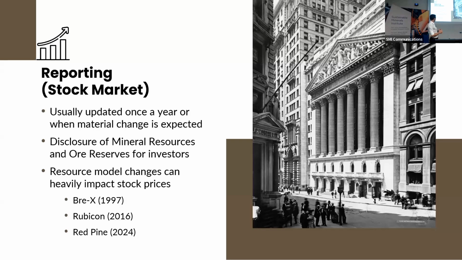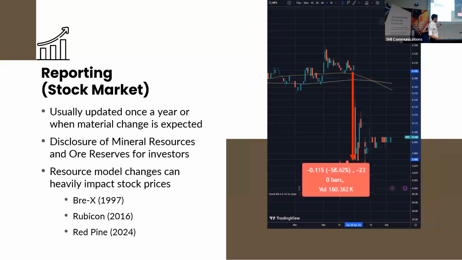And the last one is Red Pine, which is very, very recent. I think it was maybe a month ago. The previous CEO was changing the assay grades from the labs. The labs were saying one thing, and then you look at the assay tables, and they had more grade than before. So that also has direct impact on the resource models and the share prices. Because when they publicly disclosed that, the share price dropped 58% that day, which is very important, very crazy.